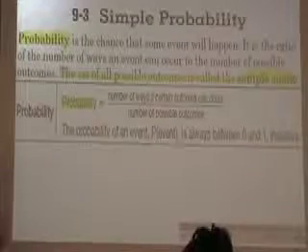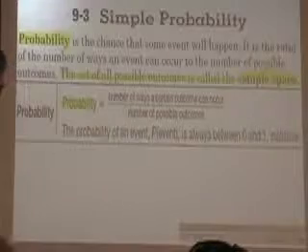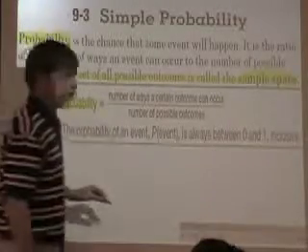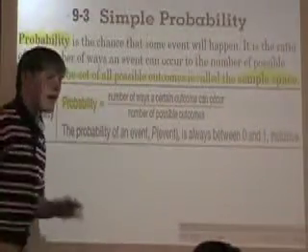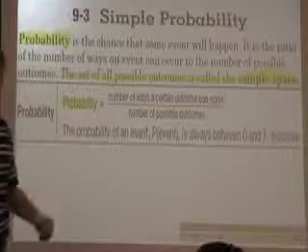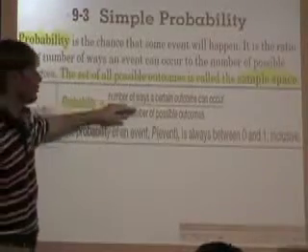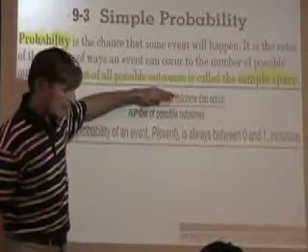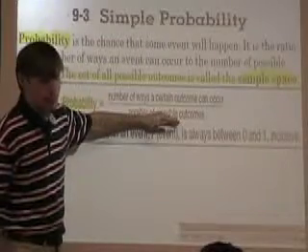Probability, and really simple probability, the basics of probability. By the end of the day, you should know the definition of the word probability, you should know the definition of sample space, and you should know how to find the probability of simple events. Okay? The way you find the probability of simple events is you take the number of ways something did happen and you put it over the number of ways it could happen.